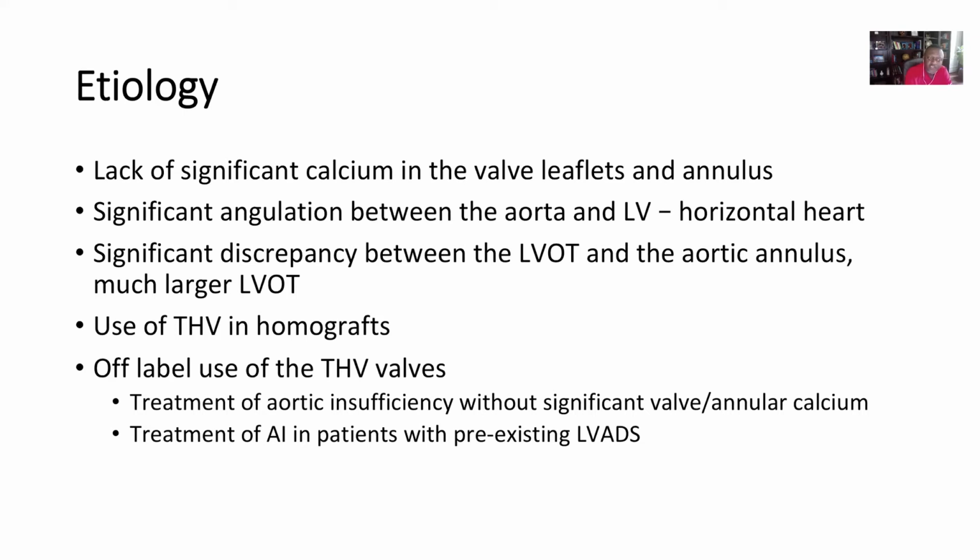If you use transcatheter heart valves in homografts, it's a little more challenging than in native annuli, and they are severely calcified. Usually the valve leaflets are degenerated because homografts usually fail with aortic insufficiency. Sometimes the valve does not grab as well, and it could slip ventricular or even aortic in some situations. And lastly, off-label use of the transcatheter heart valves. If you're using it to treat aortic insufficiency without significant valve or annular calcium, you could end up having a valve that may go ventricular or aortic. And if you're using it to treat aortic insufficiency in patients with pre-existing valves, where the valve kind of sucks the new valve ventricular, that can be a problem. So those are the common scenarios where we see aortic malposition.